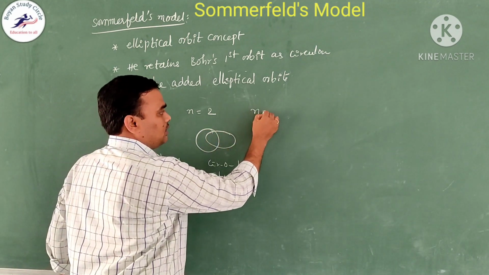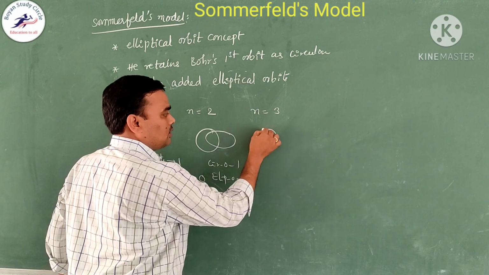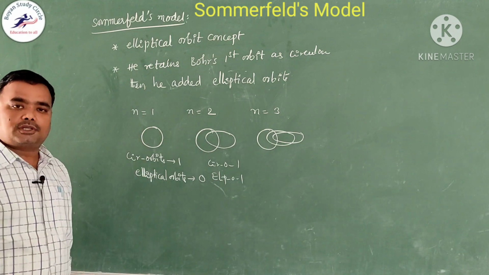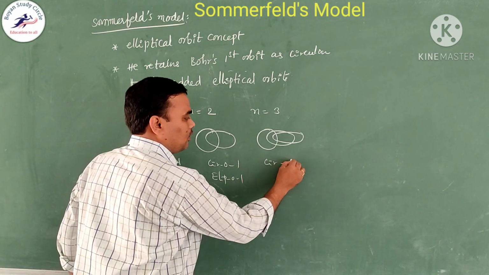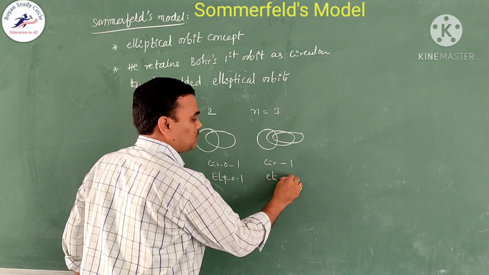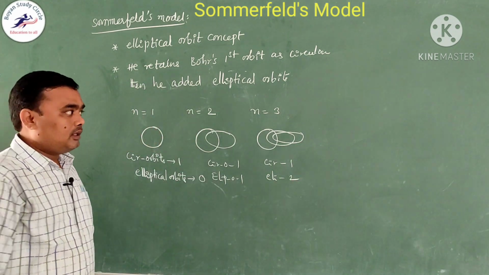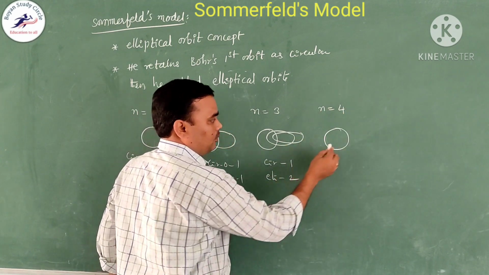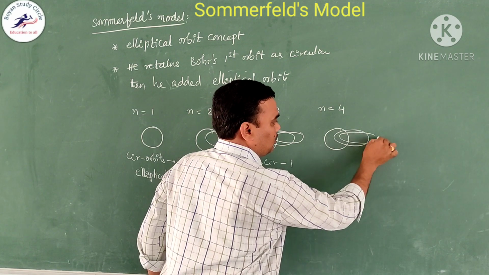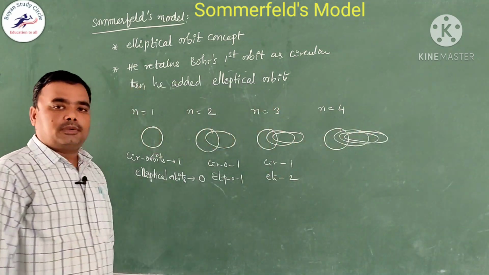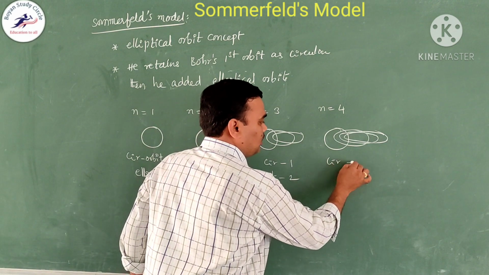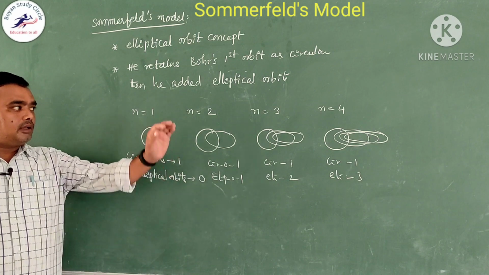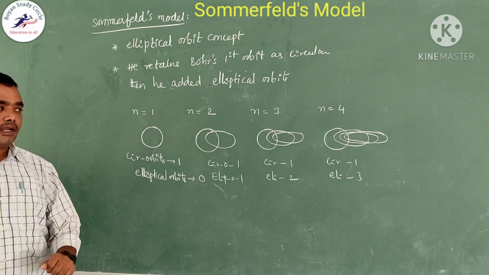And when n is equal to 3, there is one circular orbit and there are two elliptical orbits. So, circular orbits are 1 and elliptical orbits are 2, total 3. In the same way, when n is equal to 4, one is a circular orbit and there are 3 elliptical orbits. So, circular orbits are 1 and elliptical orbits are 3. In this way he introduced the elliptical orbit concept.